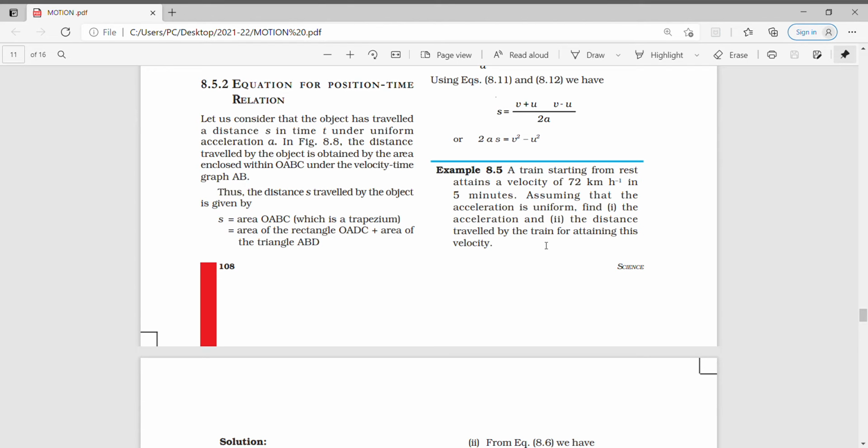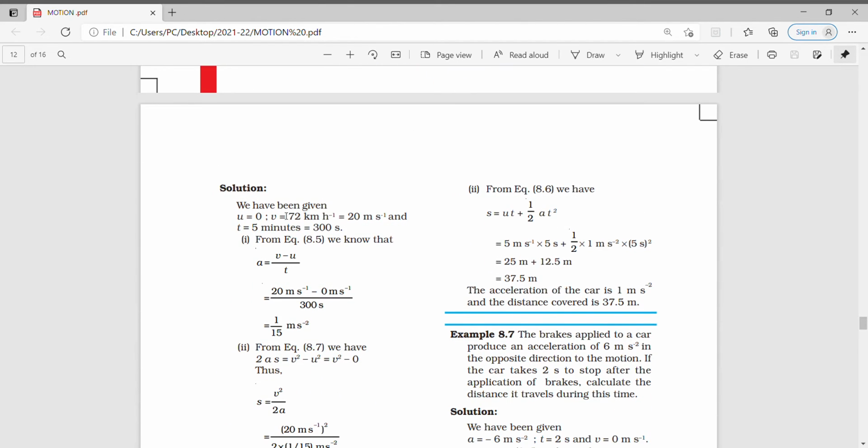The train starts from rest, therefore u is equal to 0, and it attains a velocity of 72 km per hour. So final velocity is 72 km per hour. We will convert it to meter per second. How to do this? 72 multiplied with 5 divided by 18, or you can do it in another way: 72 multiplied with 1000 divided by 3600, so we get 20 meter per second. Time will be 5 minutes, and this will be 5 into 60, it is 300 seconds.